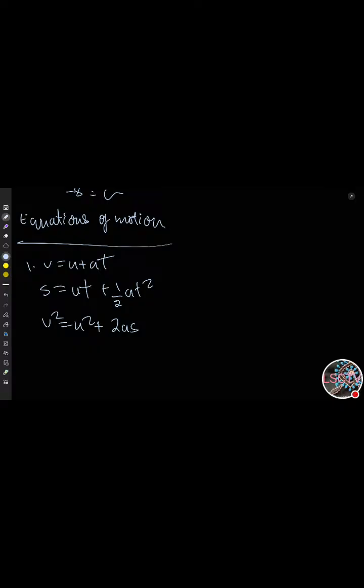It's pretty easy. I already derived the first equation of motion for you. Second one is, see, acceleration is equal to v minus u by t. You got the first one. Then velocity equals to this. See, here you have initial, final.